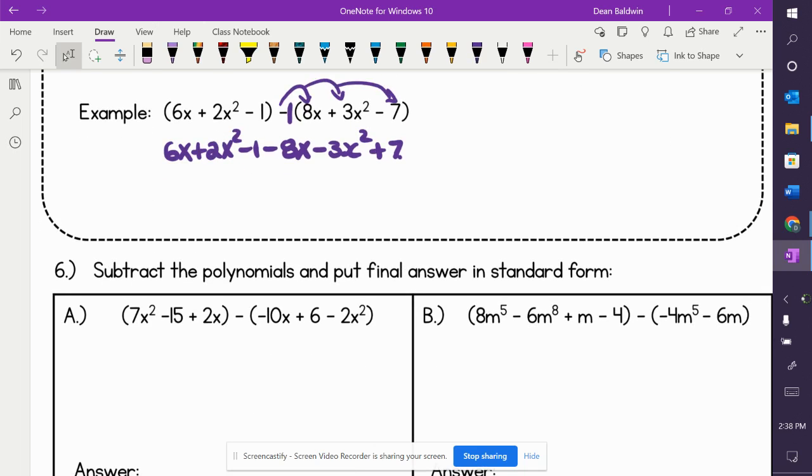So in this case, 2x and negative 3x. 1x. 2 minus 3. Negative 1x, or negative x squared. Okay? So if you went 2x squared minus 3x squared is negative 1x squared, or just negative x squared.